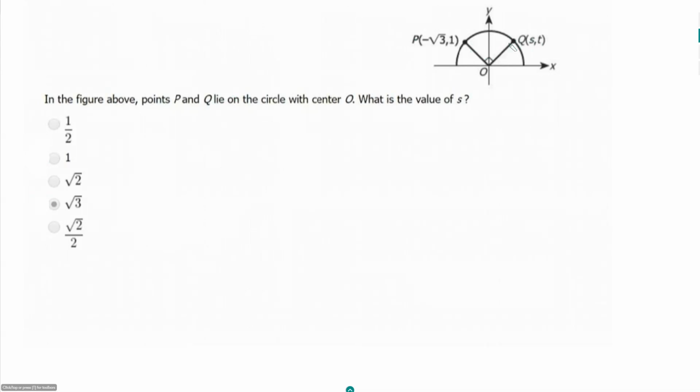So we got center O, so that means these two guys here are both radii, and they should be equal to each other. And I'm guessing that we can't assume that we got mirror images of each other, so Q is the same distance from the y-axis as P. Otherwise, the answer would be rad 3, though. That would be an assumption, though, so I'm not going to make that.